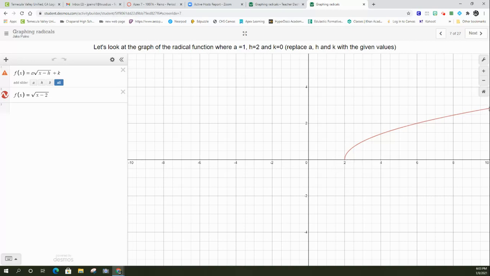Are all real numbers greater than or equal to 2. The range is the y values. What's the smallest y value? The smallest y value is 0, right? And now the graph goes up forever. So the range will be all real numbers greater than or equal to 0, or in interval notation, 0 to infinity. All right, so let's jump back.